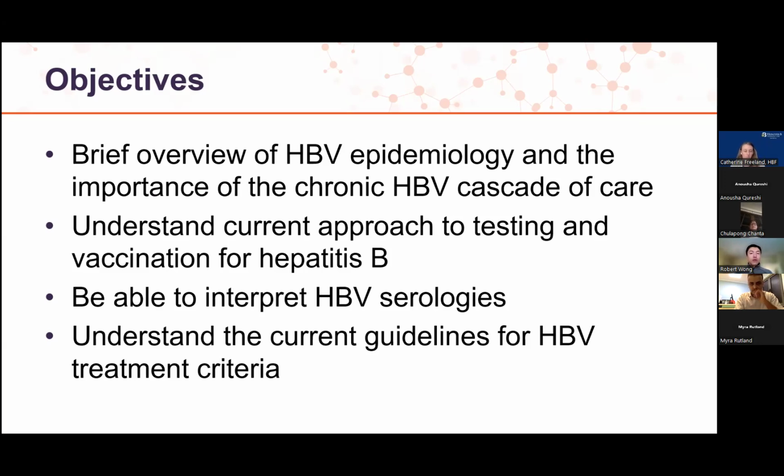We're going to discuss the current approach to testing and vaccination and update everyone on the new guidance recommendations that were updated last year about screening and vaccination in the US. We're going to touch on serologies. That's always a headache for a lot of people. So we're going to try to touch on what these serologies are, how to order them, how to interpret them, and how to use that to place patients in the correct phase of hepatitis B disease.